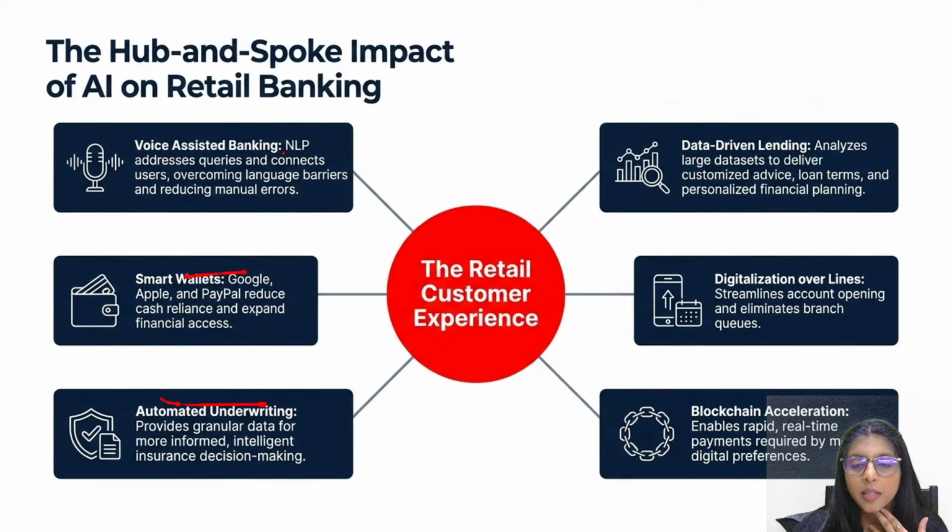Data-driven lending basically uses large databases to customize the loan offer and decide the interest rate. Digitalization of online services means online account opening and services, which eliminate the long queues in the branches. So you don't have to stand in a long queue. Just digitally, you can apply for a loan or open an account. Blockchain acceleration enables fast and secure transactions and supports real-time payment. These are the benefits of artificial intelligence technology in banking and finance.